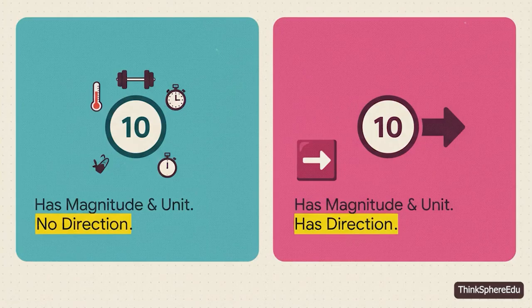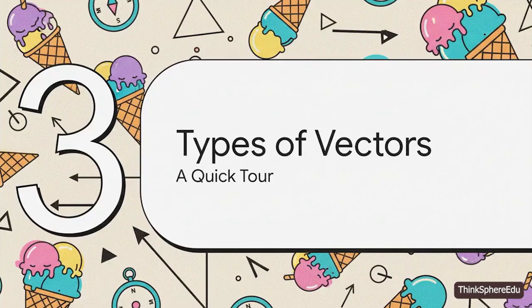Look, when you put them side by side like this, it all boils down to one key difference. Both scalars and vectors have a magnitude and a unit, but only vectors have that real game-changing element, direction. And this whole concept of direction, it just opens up a whole new world. In fact, vectors come in a few different flavors, and each one has a really specific job. Let's do a quick tour.